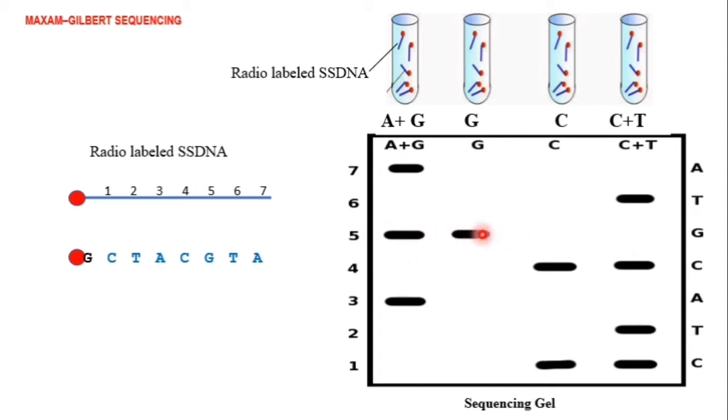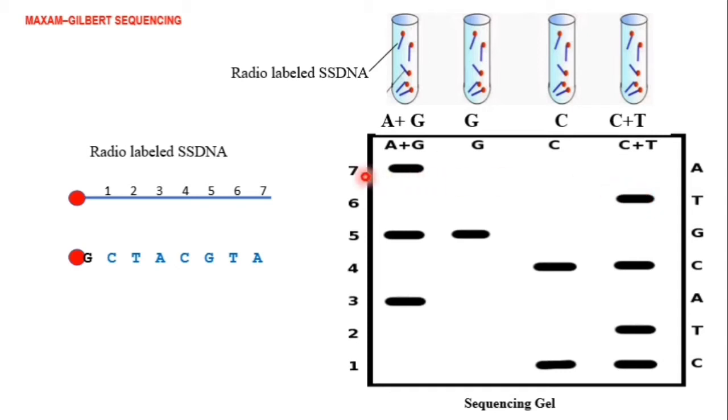After that we have to check any other bands. We can see here one band in the G tube and the A plus G tube also has a band. So we have to confirm whether it is A or G, so we check in the G tube, and the G tube shows the band. Here also you can see that back cutting will happen, and after that, here a band is there. C plus T is there, but there is no band in C, so it is a T.